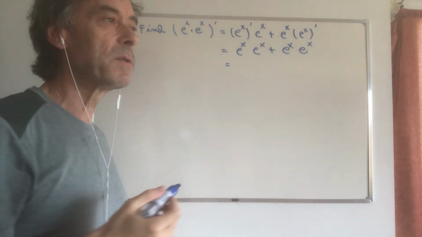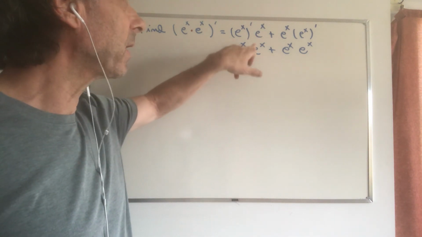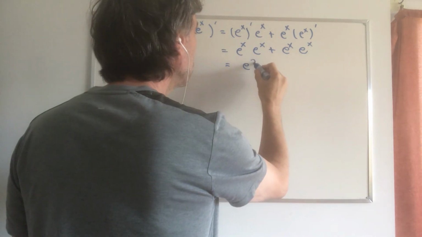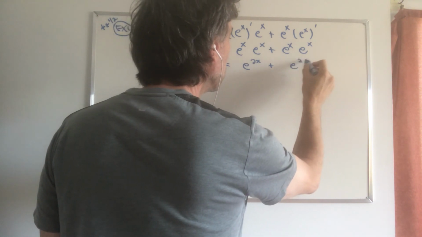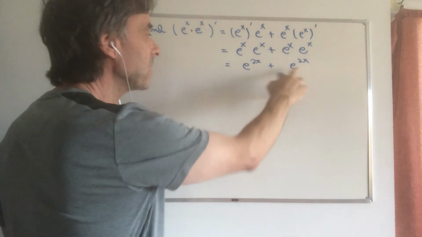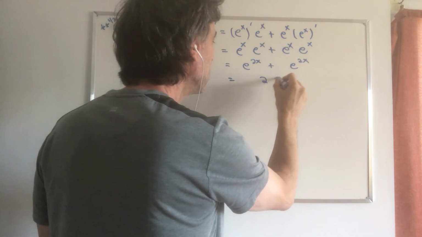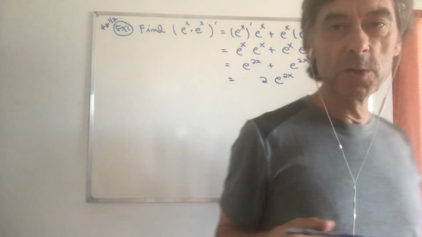Let's see if we can simplify this a little bit. Aha! Two things that have the same base. What can I do with the exponents? I can add, yes. That's e to the 2x plus, hey, again, e to the 2x. Oh, look, same term, e to the 2x plus e to the 2x, so that's 2 e to the 2x. Good. And that is a good simplified answer.